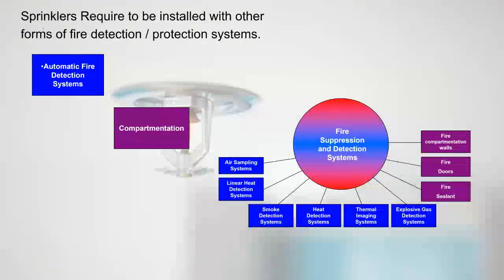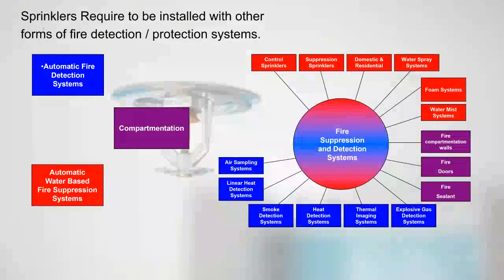Also, compartmentation. So it's very important that fire compartmentation walls are put in place. Also fire doors and fire sealant, because the sprinklers are designed to work in areas. You don't want the fire to get out of control and burst through walls and get to larger areas. Then the sprinkler system will be overwhelmed and it won't work properly.